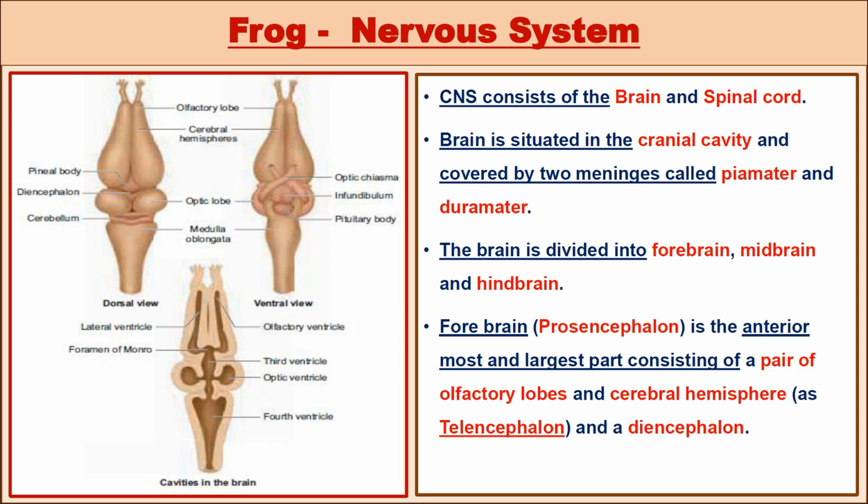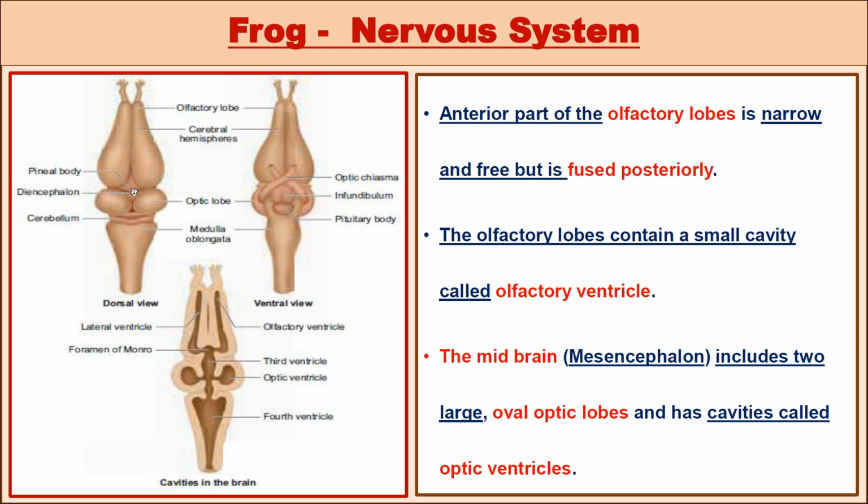Forebrain is the anterior most part of the brain, and it is the largest part also. It consists of a pair of olfactory lobes. These are the olfactory lobes, cerebral hemisphere and the diencephalon. The anterior part of the olfactory lobe is narrow and it is free, but at the posterior end they are joined together, and they continue down as the cerebral hemisphere.